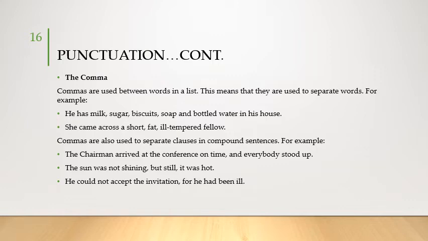Now commas are used also to separate clauses in compound sentences. For example, the chairman arrived at the conference on time, and everybody stood up. The sun was not shining, but still it was hot. Okay, so you use it to separate clauses in compound sentences. He could not accept the invitation, for he had been ill. There we have a comma also.